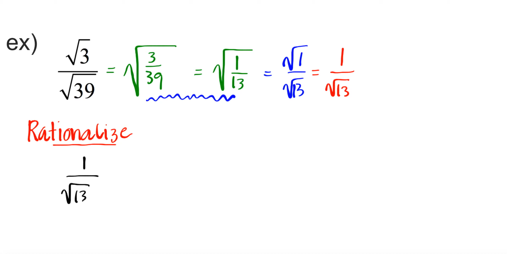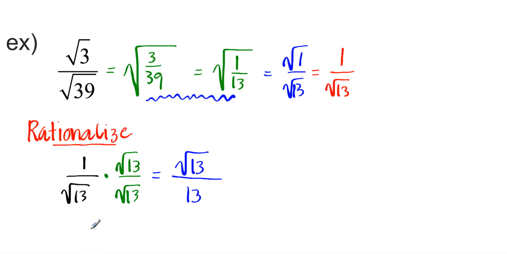So we're going to multiply this by the number 1, but it's not going to be the number 1. It's going to be the square root of 13 over the square root of 13. So anything over itself is equivalent to 1. So we are multiplying it by 1, we're just writing it in a different way. Now we multiply across. 1 times the square root of 13 is just the square root of 13. On the bottom, square root of 13 times the square root of 13 is just 13. The radicals cancel each other out.